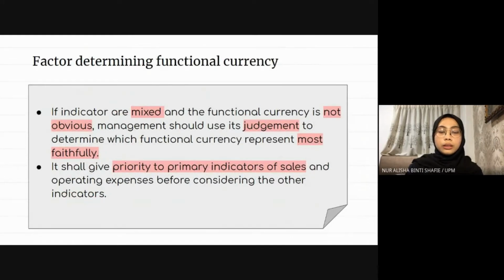If indicators are mixed and the functional currency is not obvious, management should use its judgment to determine which functional currency is represented most faithfully. It shall give priority to the primary indicators before considering other indicators.